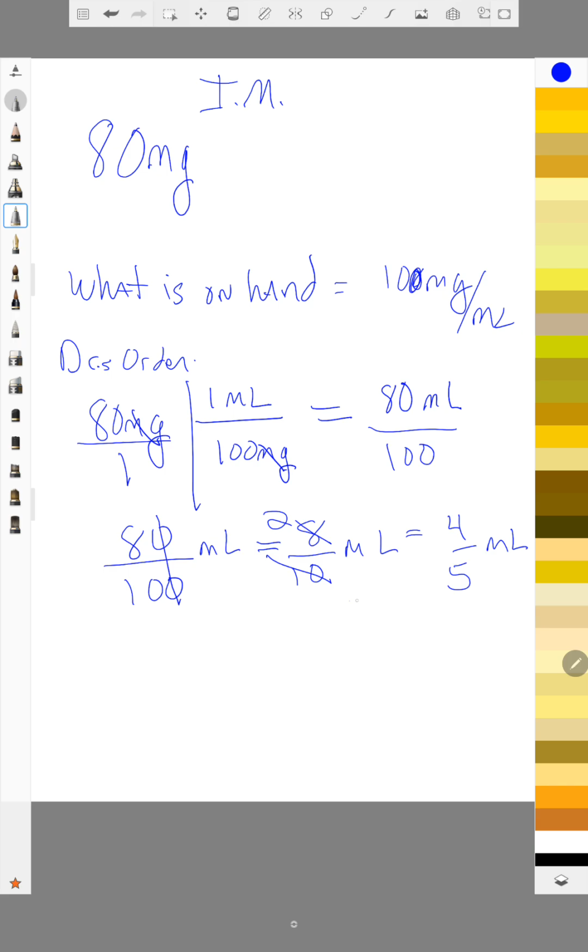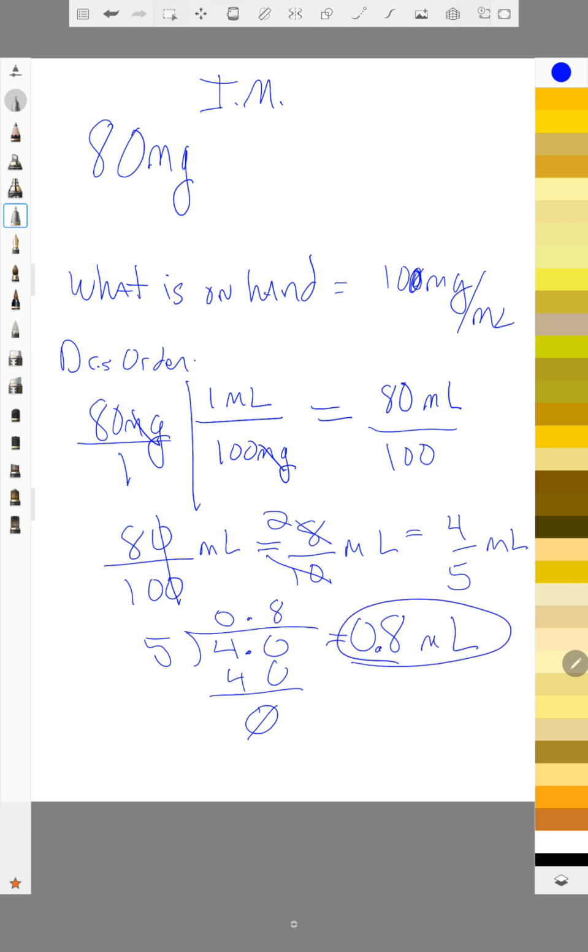And if you want to change that into a decimal, which we kind of have to do because trying to draw up 4/5 of an ml may be kind of hard in a 3 ml syringe, take your 5, divide it into 4, put your decimal here. 5 goes into 4 0 times. 5 goes into 40, however, 8 times. And that gives us a 0. So we're left with 0.8 mLs, which we can draw up in a syringe.